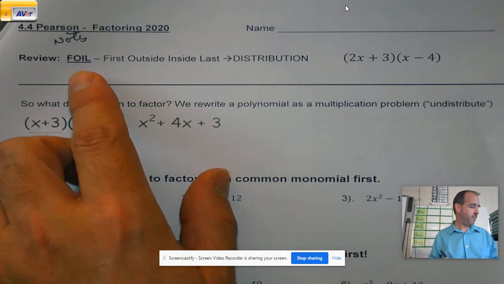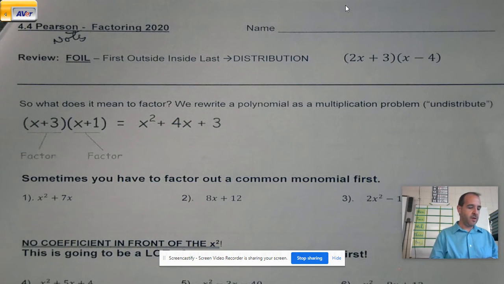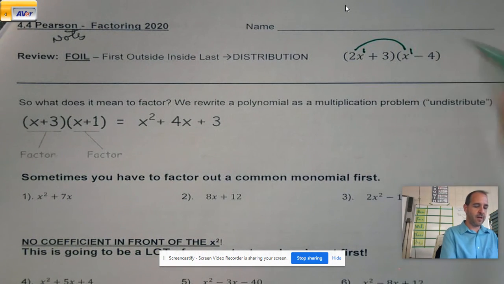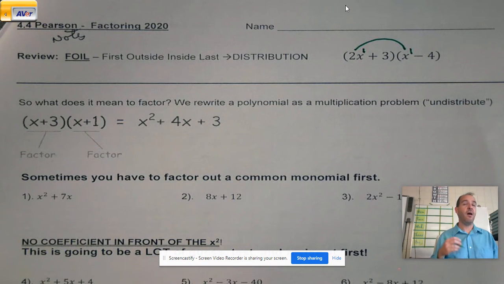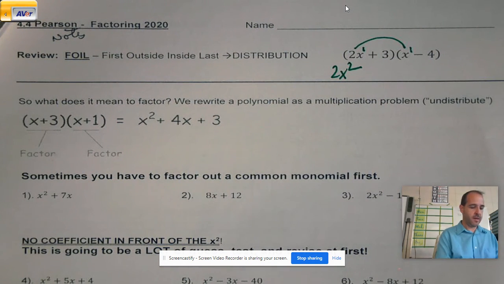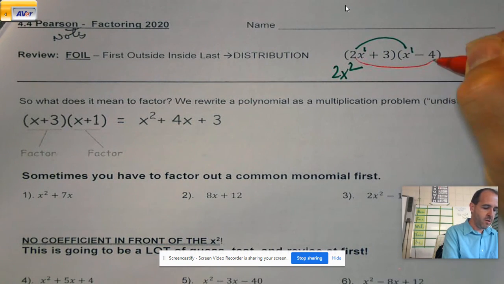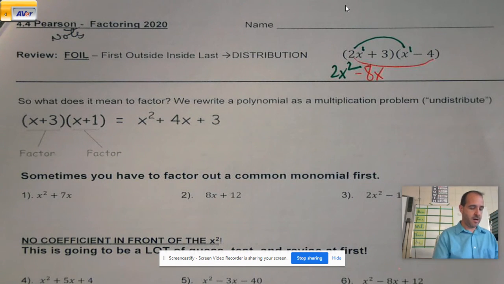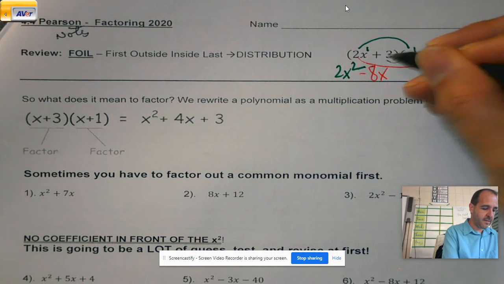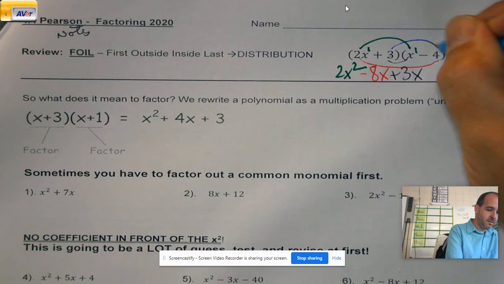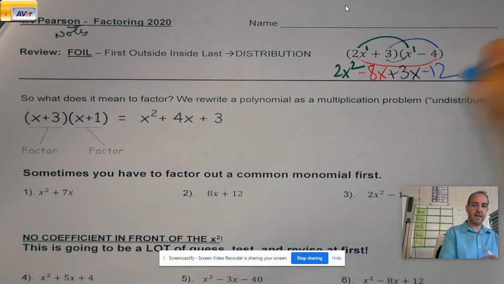We've done foiling before. Foiling is when we multiply our first terms, again remembering that there's an exponent on there, and when we multiply, we add the exponents. So 1 plus 1 would give me 2x squared. And then our outer, 2x times negative 4 is negative 8x. Then our inner, 3x times x is 3x. And our last, 3 times negative 4 is negative 12.